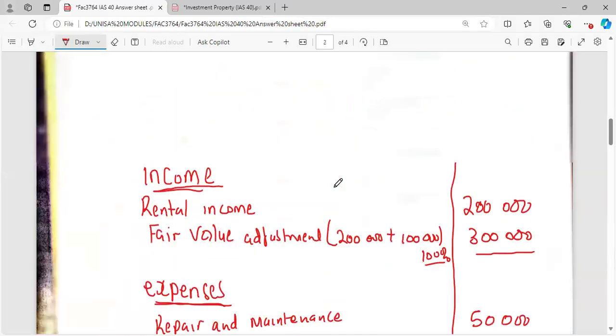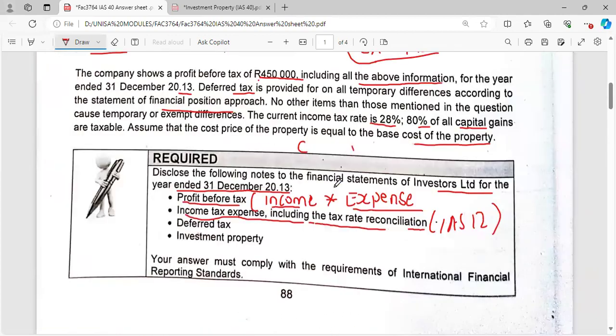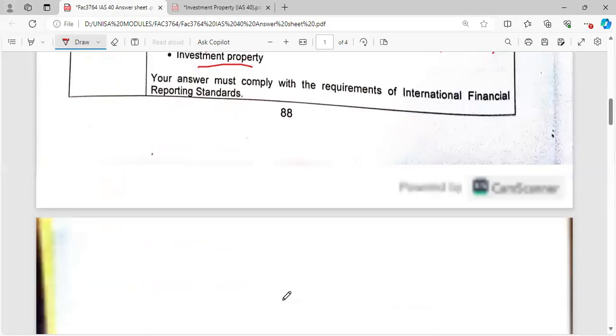So let's finish off and see deferred tax. I'm sure we've already done it. Let's do investment property. Investment property. Let's do the investment property.